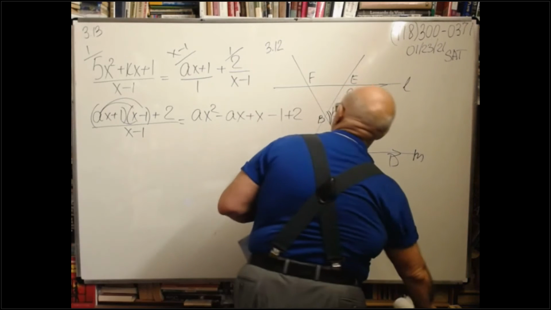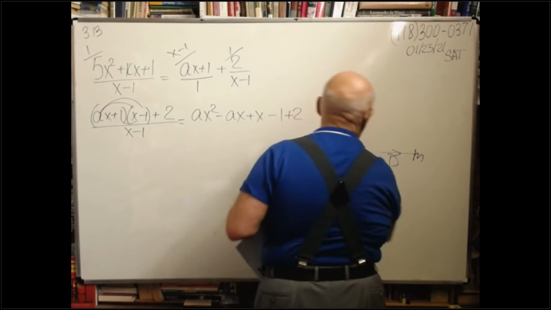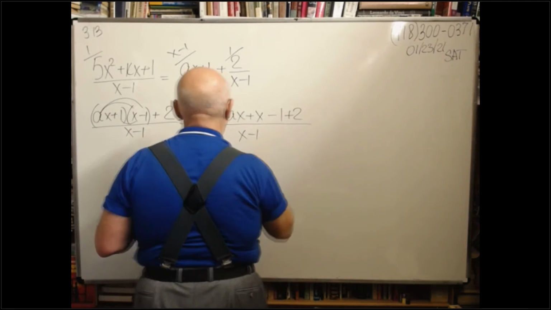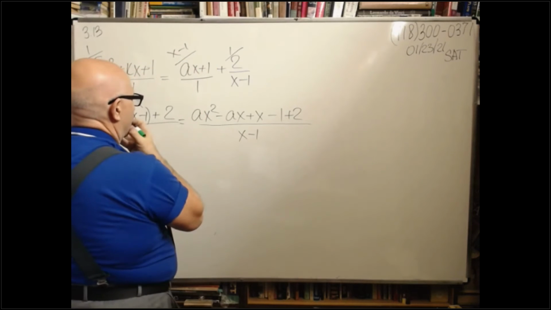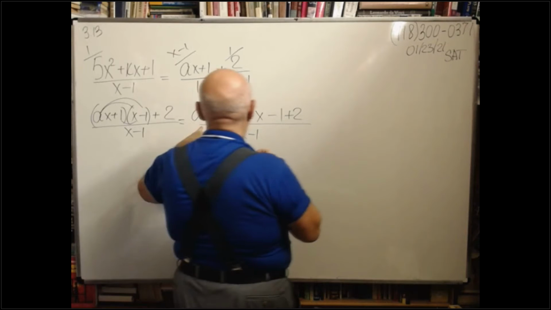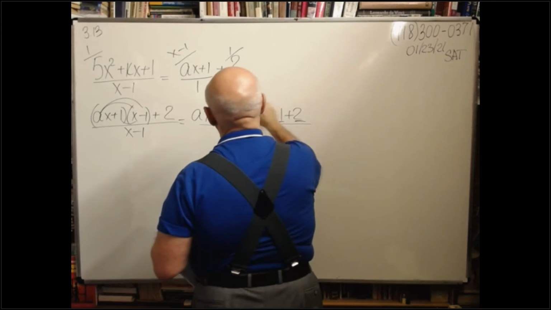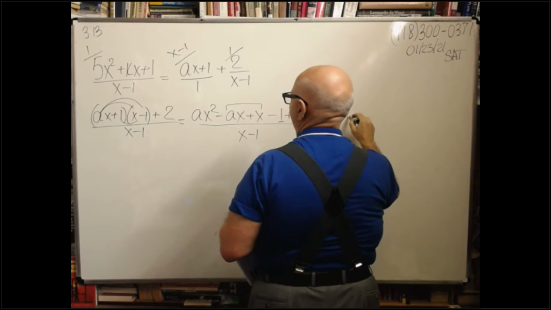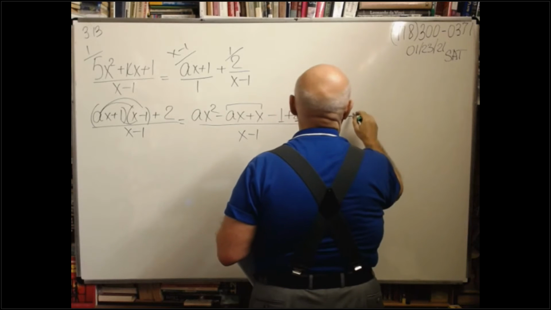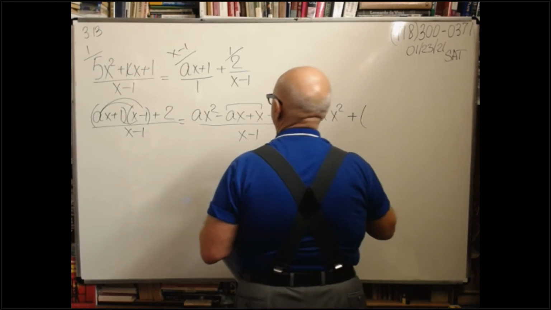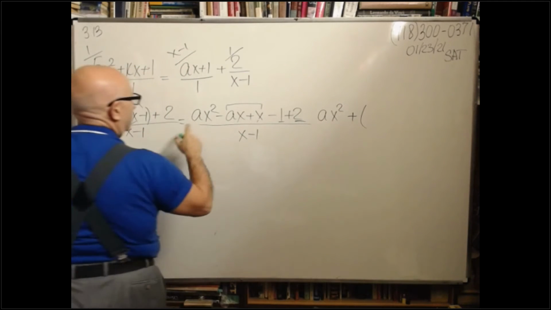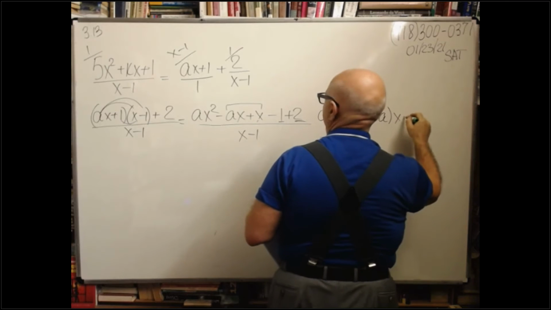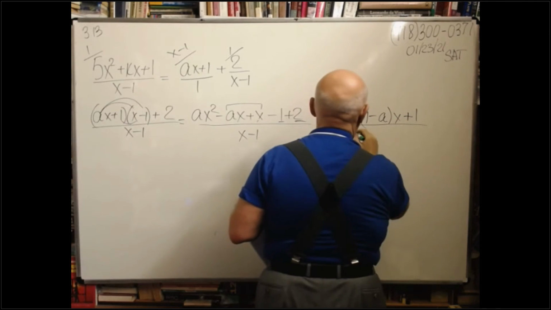Let me write this one. I don't want to confuse you with extra symbols, divided by x minus 1. Now look at the structure of this. Let me combine like terms and put x outside of the parentheses. I'll have ax squared plus, if I put x outside of the parentheses, I always look at this one, 1 minus a times x, and plus 1, divided by x minus 1.